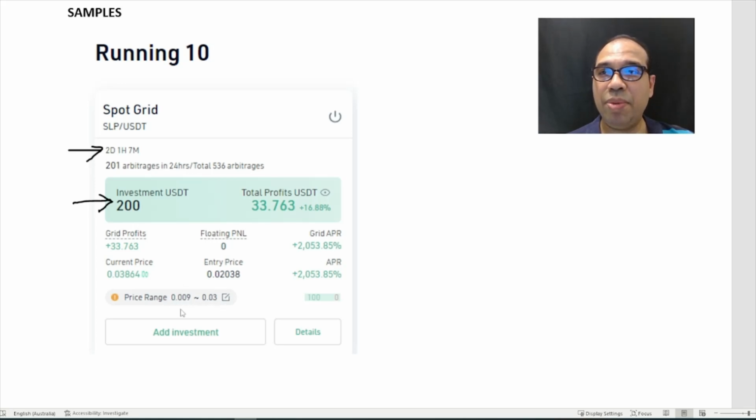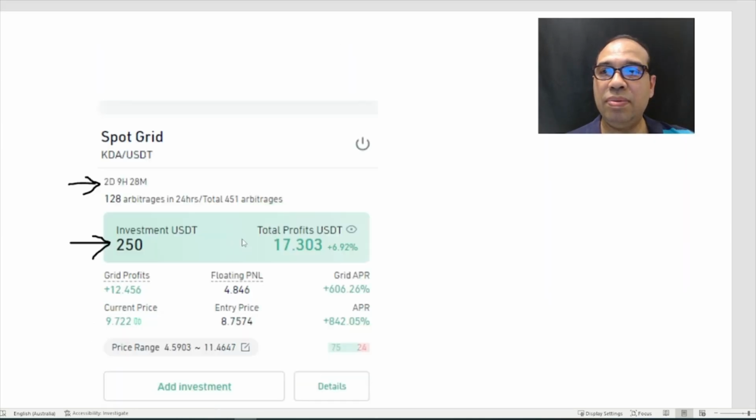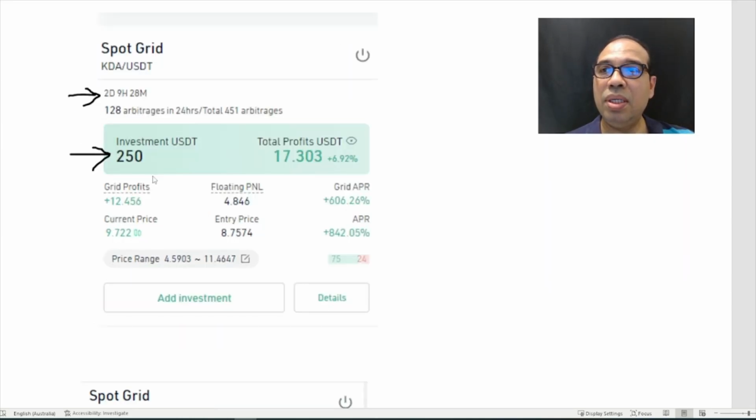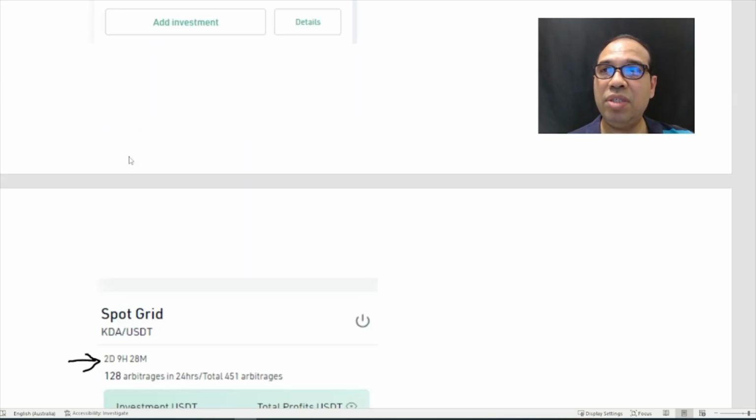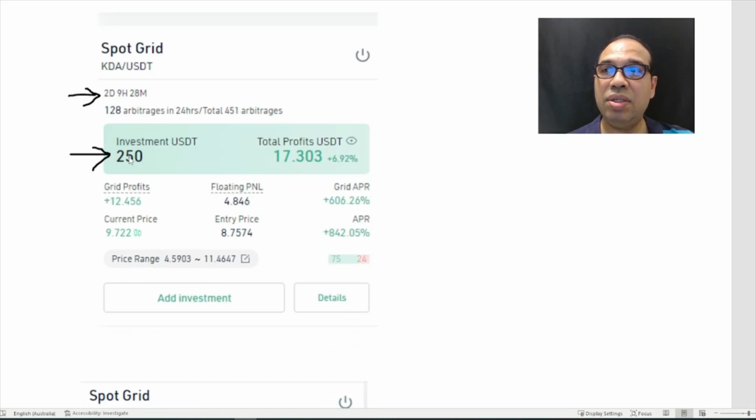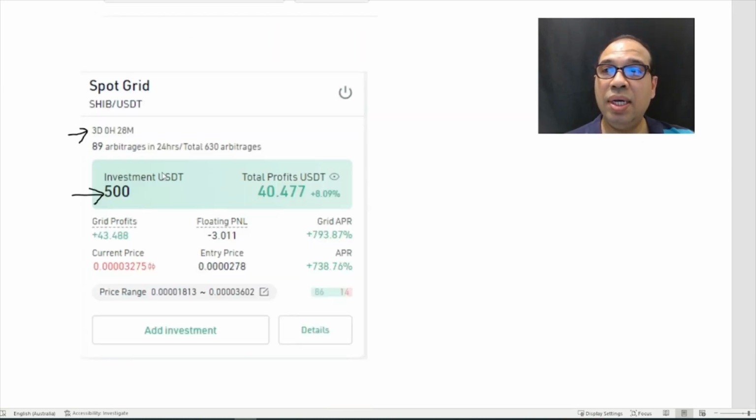These are the main parameters you need to set. And by the way, you don't have to calculate all this; the AI, artificial intelligence, does it for you. The next one: $250 has been invested in the coin KDA with USDT, and the profit is $17.3 US dollars. You can see the grid profit here. The first one was for $200, the second was for $250, also for 2 days. This third one has been running for 3 days now, is $500, and has given $40.